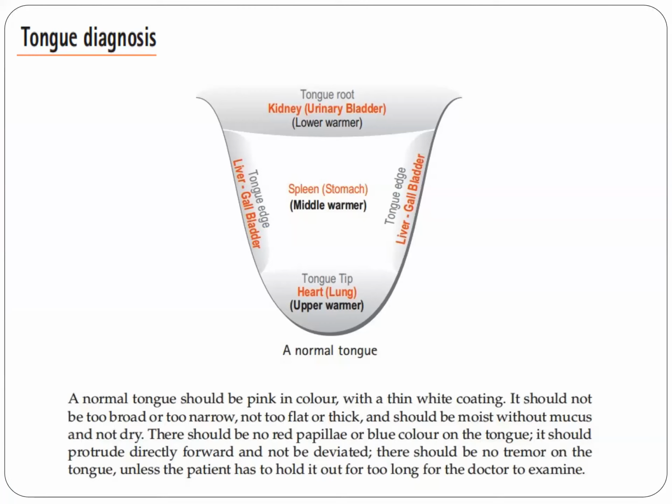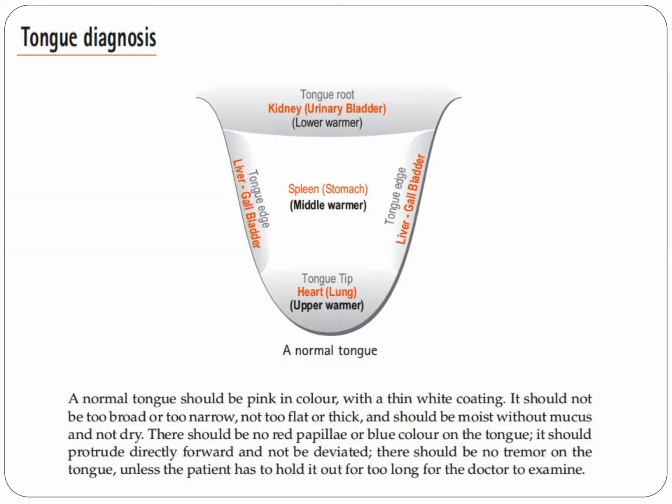Here we could see a picture of a normal tongue which is divided into 3 major sections called the triple warmers. Upper warmer, which can be found at the tongue tip, represented by the lung and the heart. The middle warmer, which can be seen in the central area of the tongue, represented by the spleen and stomach. The lower warmer, which can be found at the root of the tongue, represented by the kidney and urinary bladder. Then the whole side of the tongue is represented by the liver and the gallbladder.